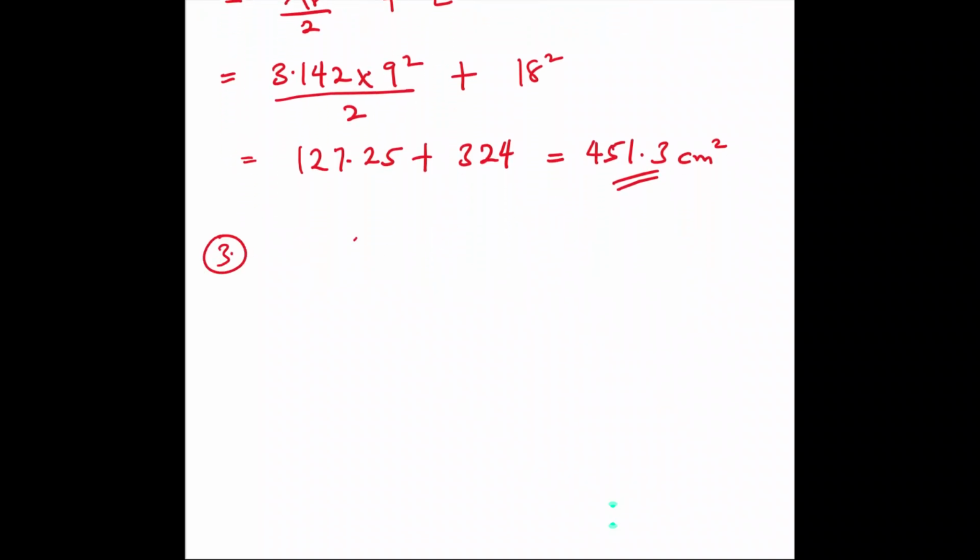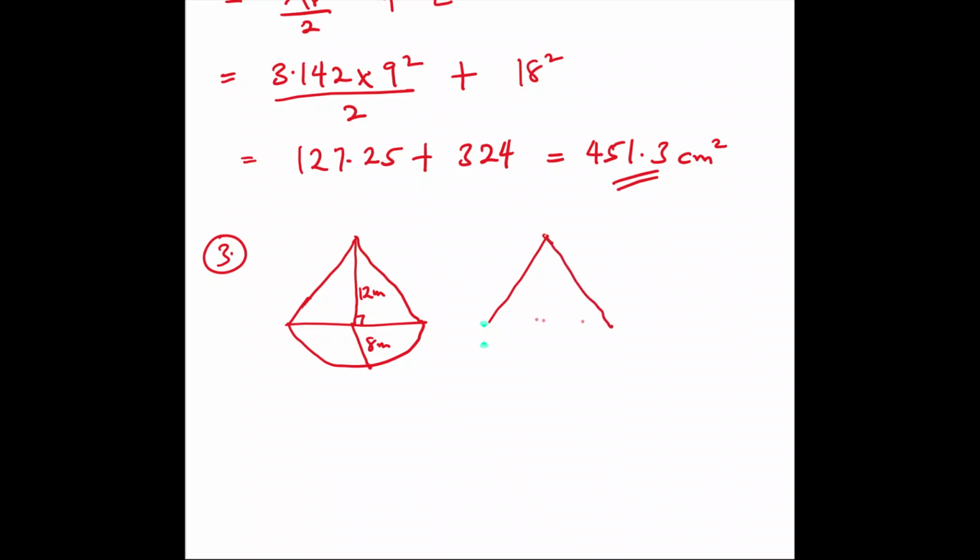So now let me do another one. We have a shape like this. We have an equilateral triangle on top of a semicircle. So this height is 12 meters. The radius of this semicircle is 8 meters. So now we are going to split it into two.